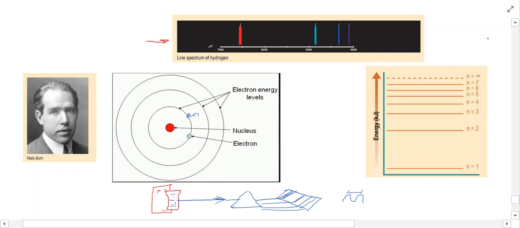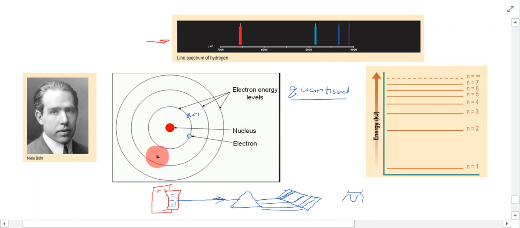And that fixed amount of energy, you can think about it, it's what's known as quantized. So Q-U-A-N-T-I-S-E-D. So the energy is quantized.